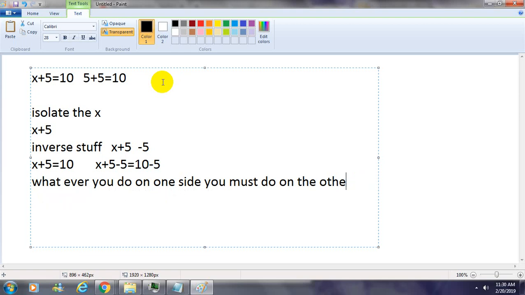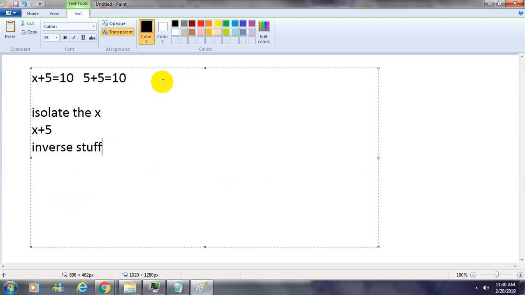Okay, now let's say you have a problem where it's like this. It's got 3x equals 9. There the x is bothered by a times 3, or a multiplication.